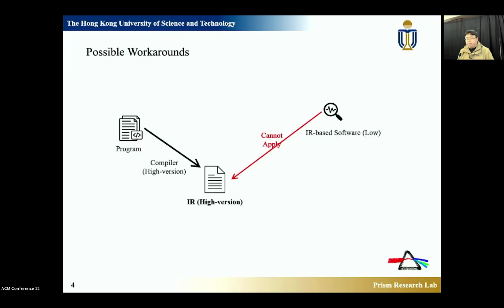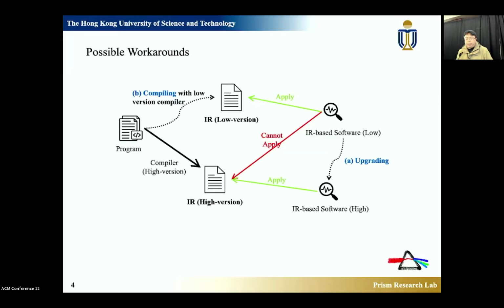So how to mitigate it? There are typically two strategies: upgrade the IR-based software to handle the higher version of IR code as input, and also we can compile the program with a lower version of the compiler to generate the lower version IR code directly.